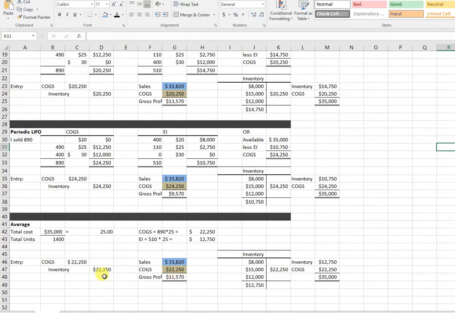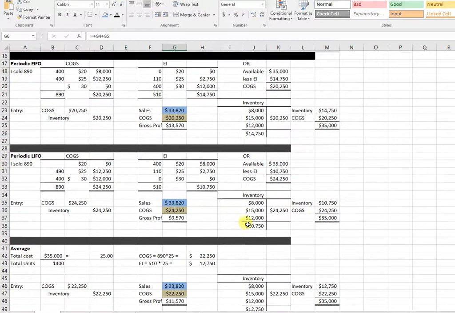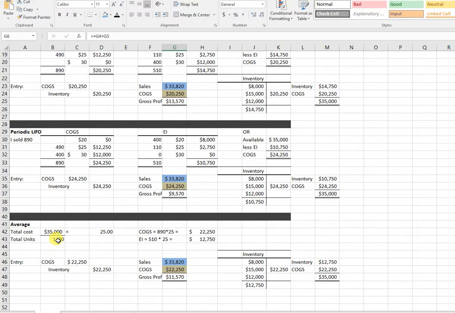So that is periodic. To sum up periodic, you simply assume all sales happened at the end and back into how many were sold. So again, beginning inventory plus purchases, I have 1,400 available. The problem tells me I have 510 when I went out and counted it. So I have 890 in cost of goods sold. FIFO, I work first in, first out, so top down. LIFO, you work bottom up, so the $30 ones, then the $25 ones. And then under average, I simply take total cost divided by the total units.